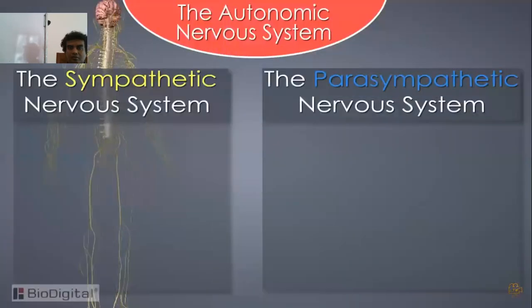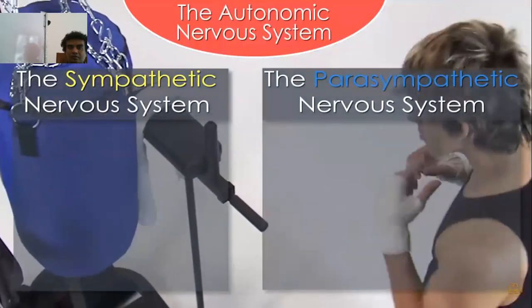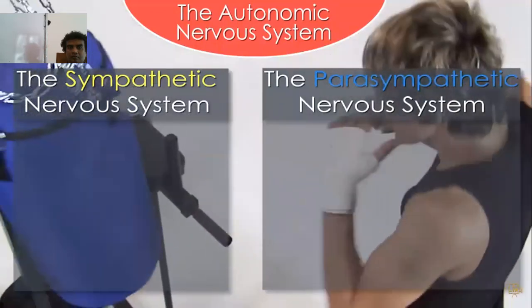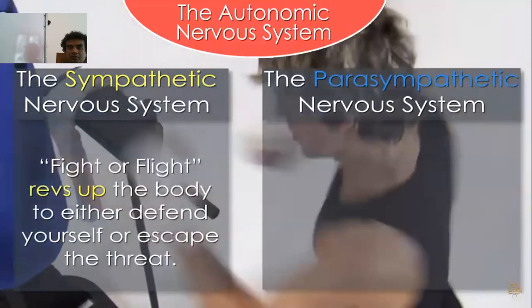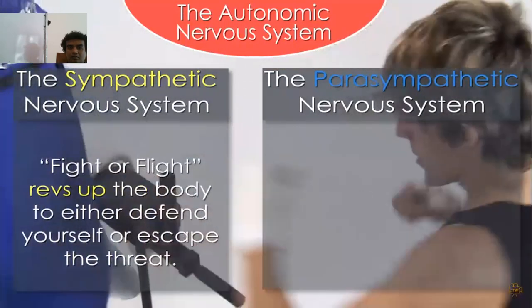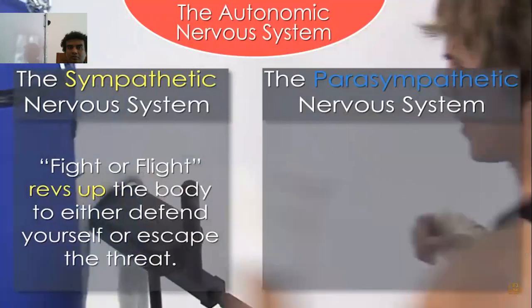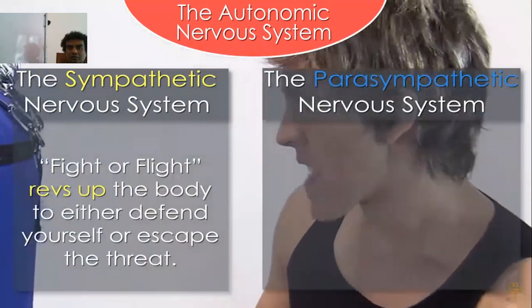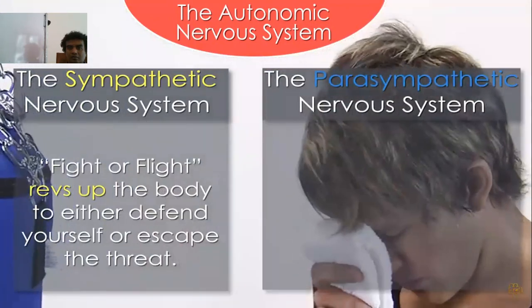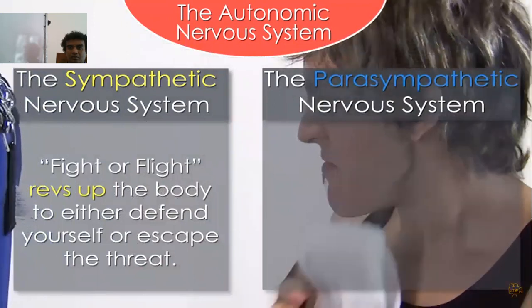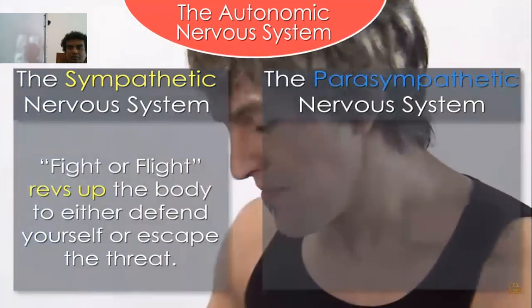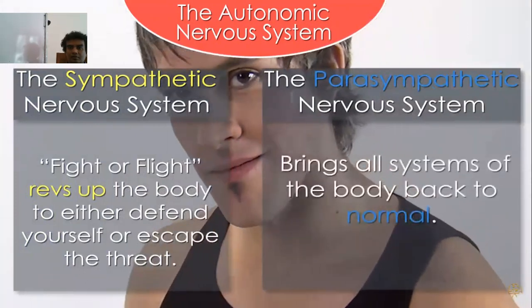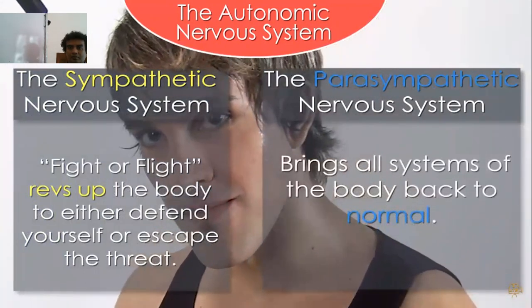The autonomic nervous system is further divided into the sympathetic nervous system and the parasympathetic nervous system. The sympathetic nervous system is vital to our survival. Have you ever heard of the fight or flight response to danger? The sympathetic nervous system revs up the body when confronted with imminent danger to either defend yourself or to escape the threat. The parasympathetic nervous system is the counterbalance to the sympathetic response to danger, whether real or imagined. Once the threat is gone, the parasympathetic brings all the systems of the body back to normal.